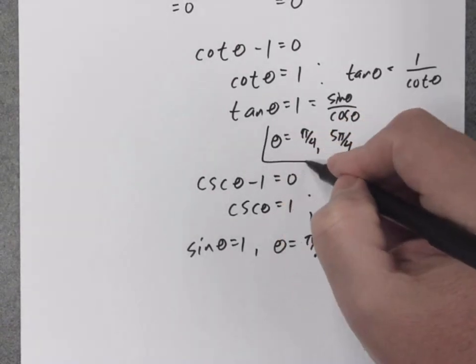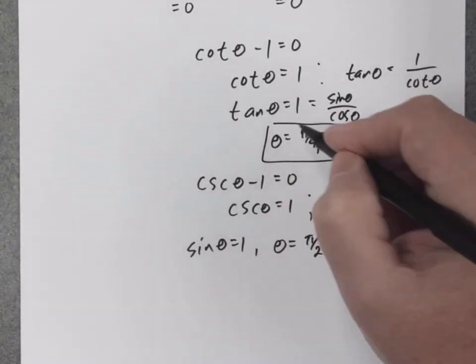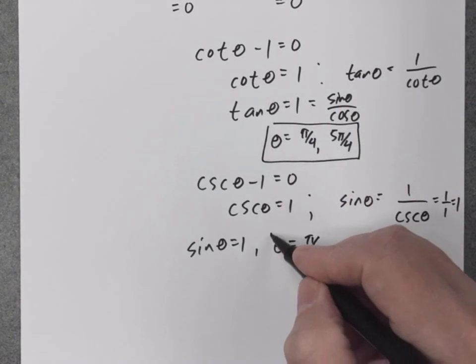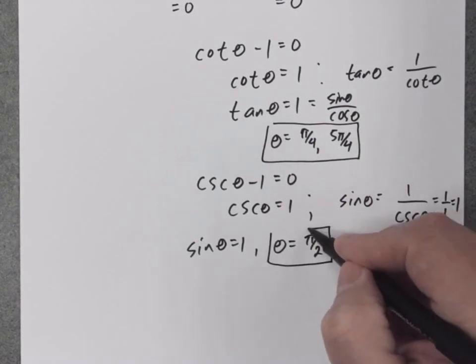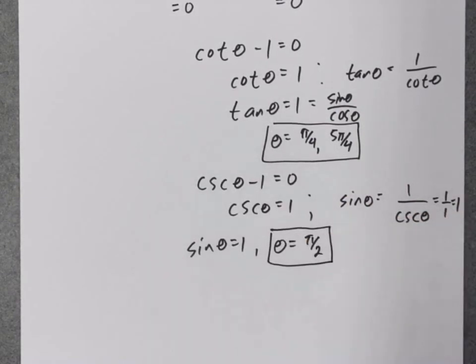So now, from the first part and this part, it looks like there are going to be three angles that are a solution to this equation. All right, so a little trig, a little algebra, hopefully not too bad.